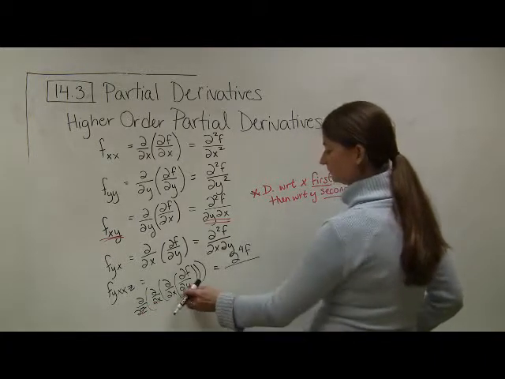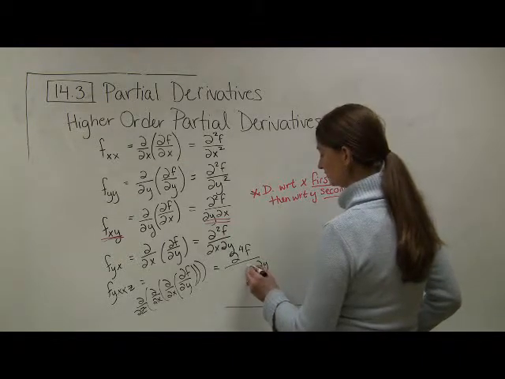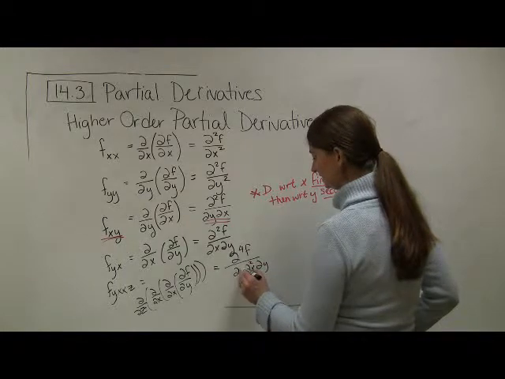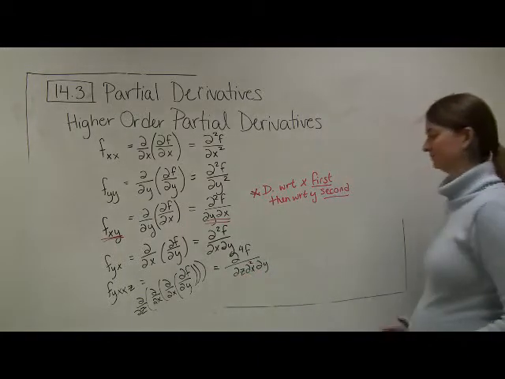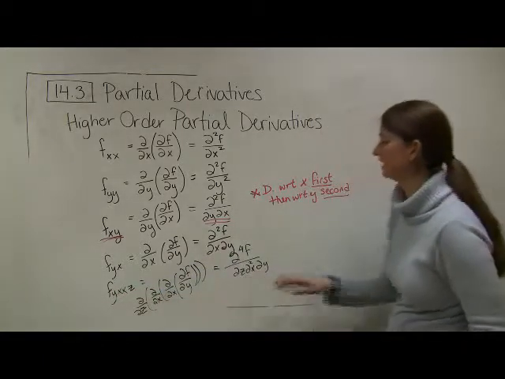there. The dy is the one that's furthest to the right because it's the one that we do first. dy dx squared dz. This is a crazy notation for this. I would probably stick to this notation just to save a lot of pen.